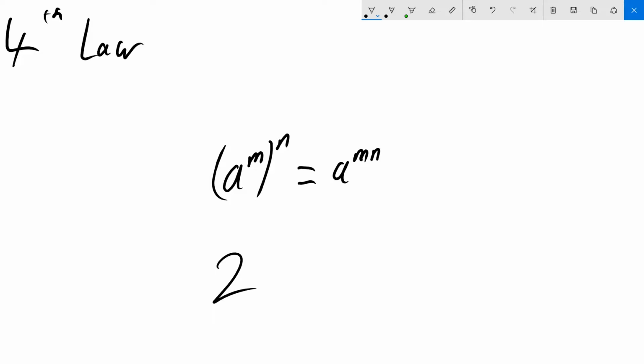We have 2 to the power of 3. Well, that's just 2 to the 3, yeah? You have the 1 here.